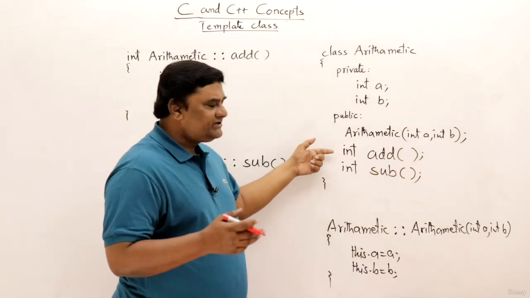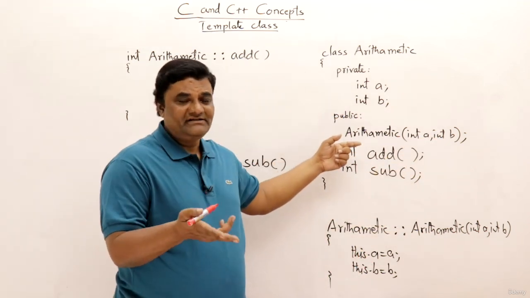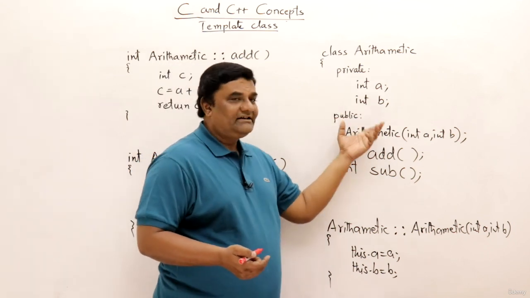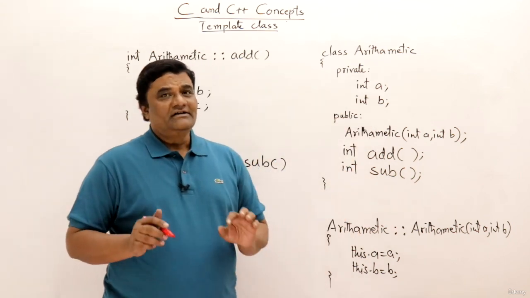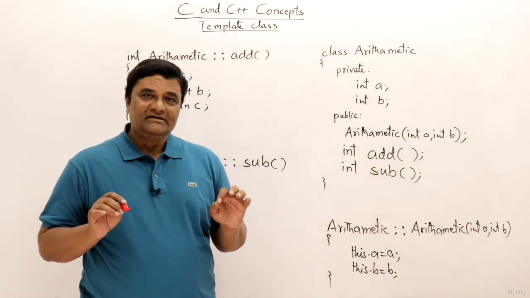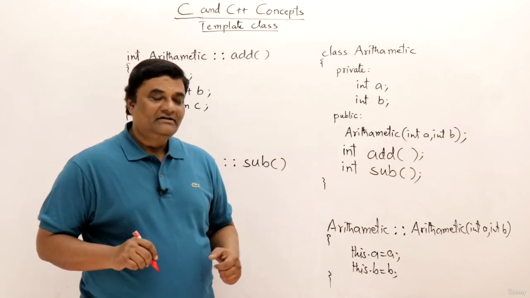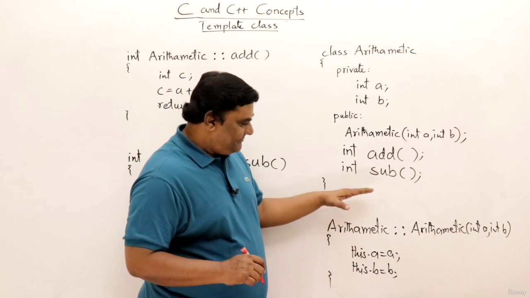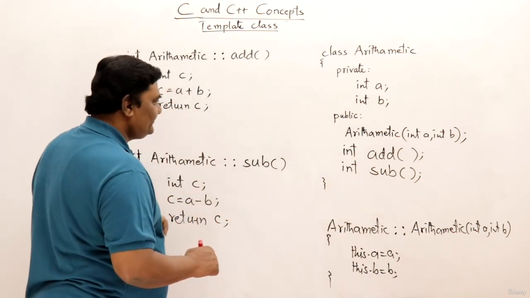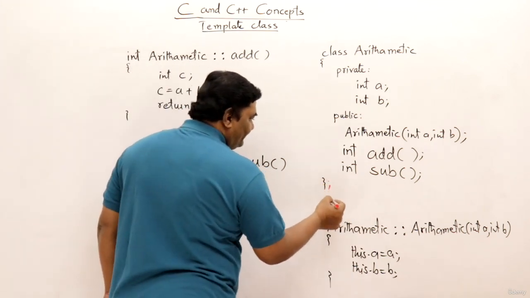Then I have just two simple functions, for adding those two numbers and returning the result, and subtracting those two numbers and returning the result. So this is a simple arithmetic class, right? So that we can focus on the template. Now next, here I have implemented all these functions outside the class using the scope resolution operator. This is the end of the class.